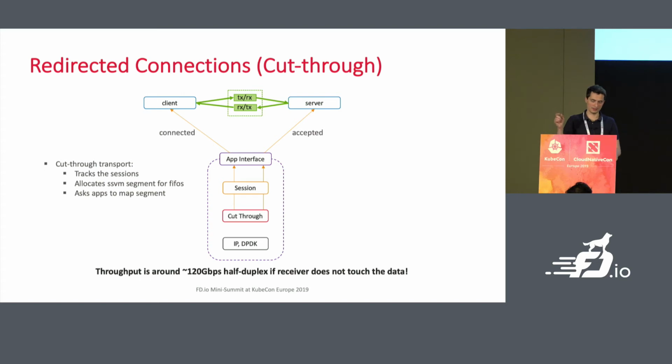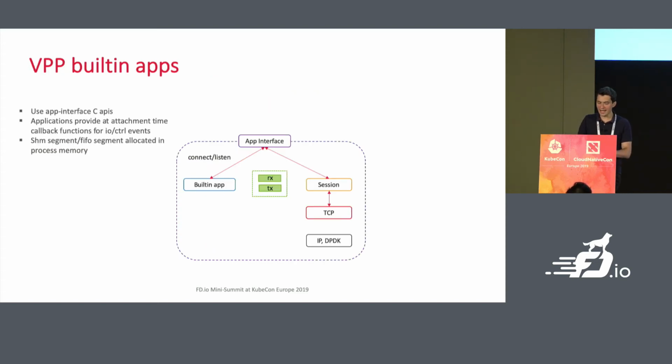So we copy into the FIFO, then iPerf copies the data from the FIFOs into its own buffers, and only afterwards it drops it without touching it. So in that sort of situation, we manage somewhere around 90 to 100 gigs per second. And finally, as I promised originally, VPP built-in applications.